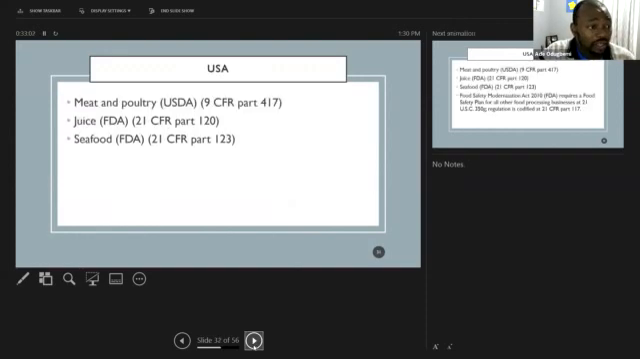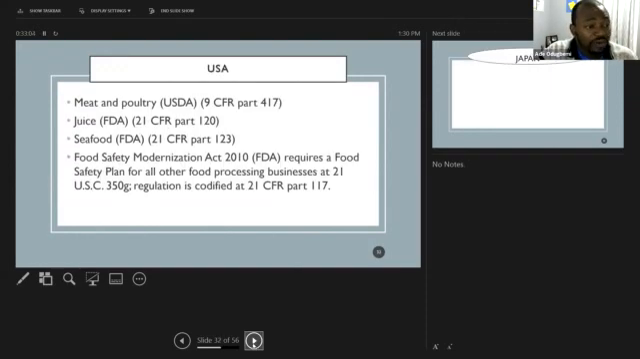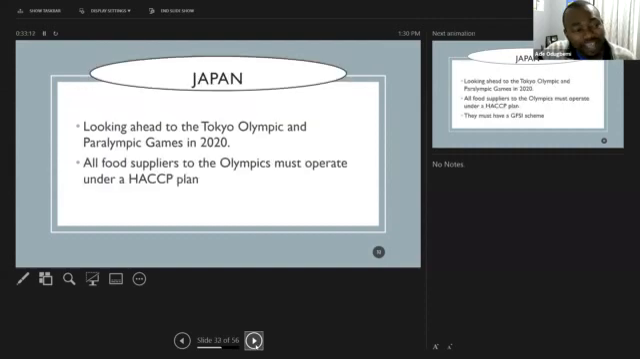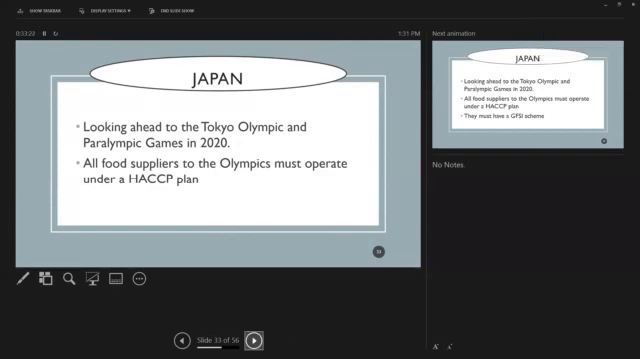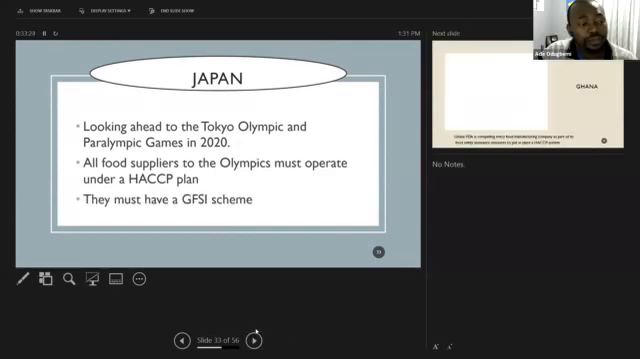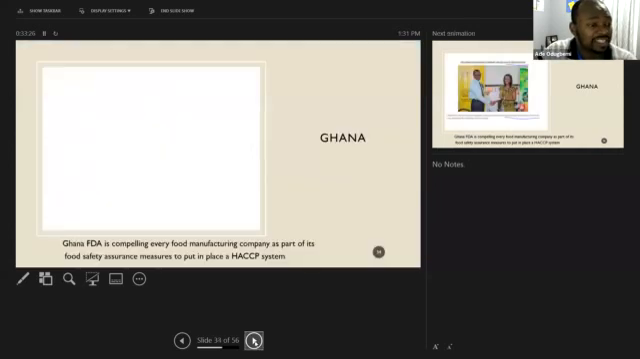In the US, it's the same thing. Different regulations for different food categories say that if you deal in any of these food programs, you must have a HACCP-based program. Same thing with Japan. And like I said, for the Tokyo Olympics, they required that all producers, everybody that brought food to the Olympics, must have a HACCP program and must also have a GFSI scheme.